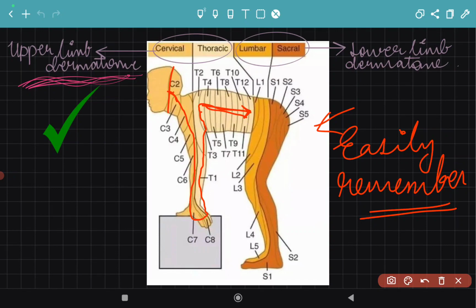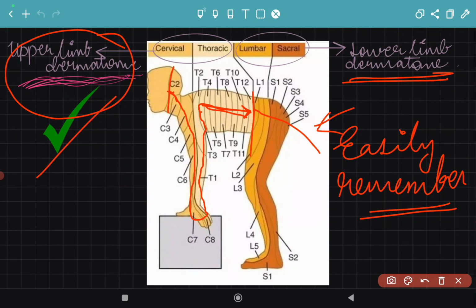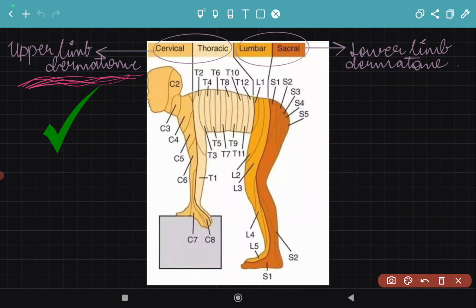End up at T12, and then from L1 there will be another story starting for the lower limb dermatomes, but in this series we are just focusing on upper limb dermatomes. So that was it for this series.